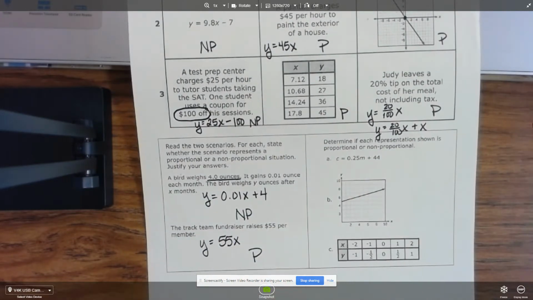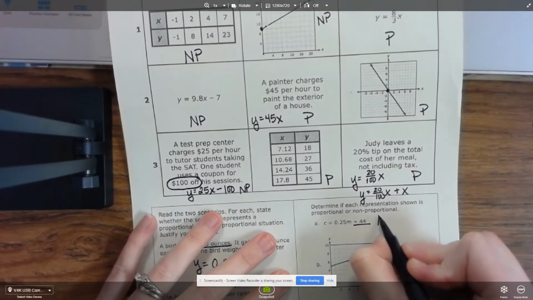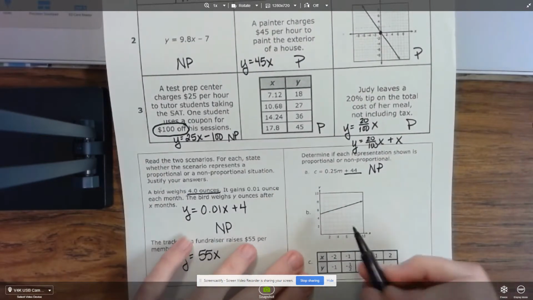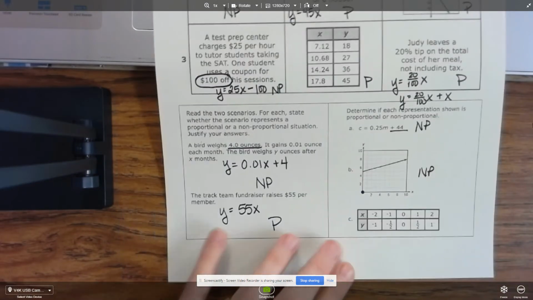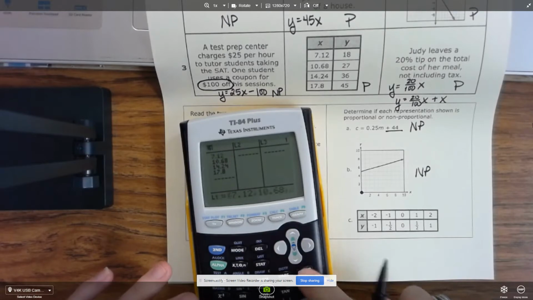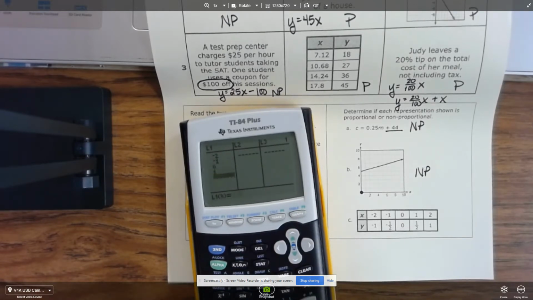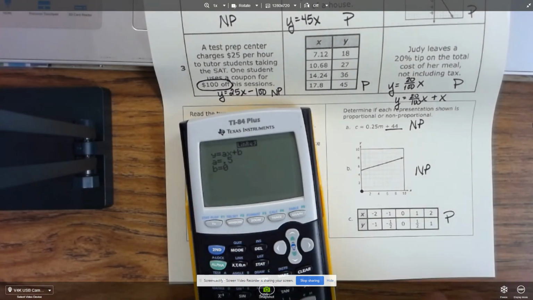The last one here says determine if each representation shown is proportional or non-proportional. So A is non-proportional because something is being added to the end. B is non-proportional because it's not going through the origin. And then with our table, we get a B value of 0. So this one is proportional.